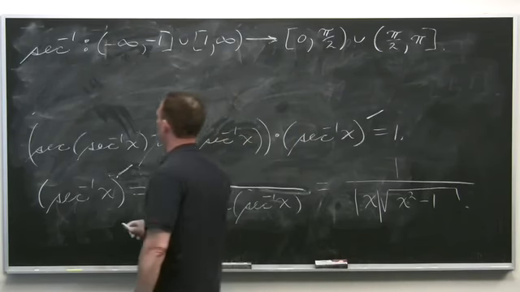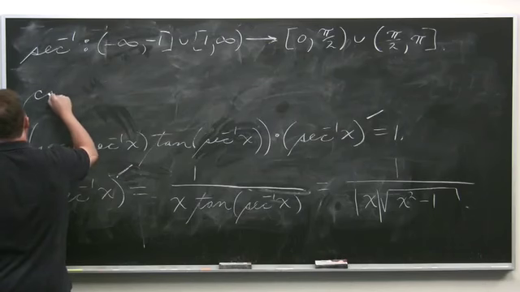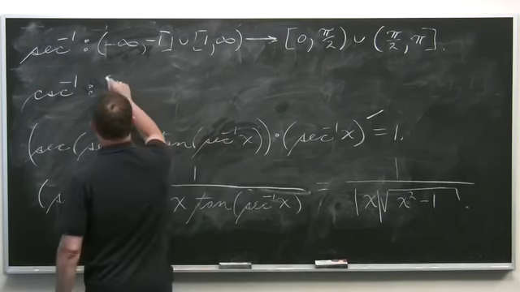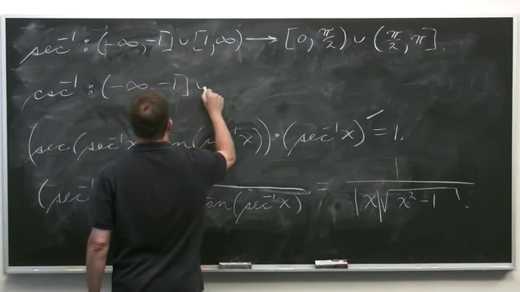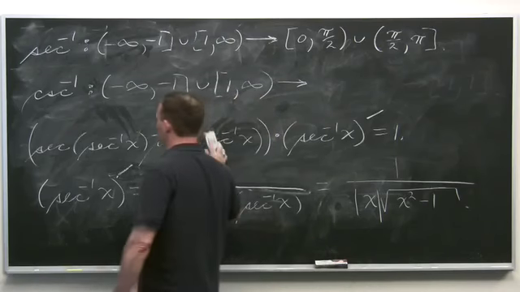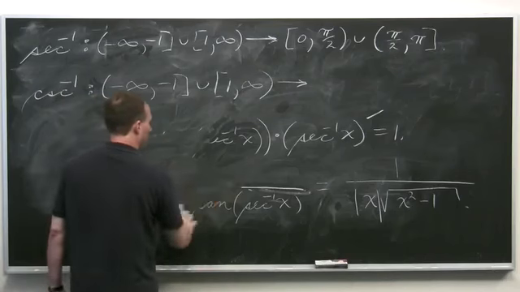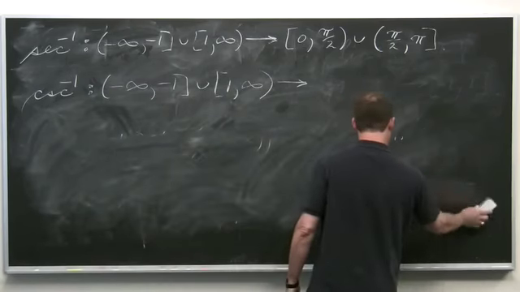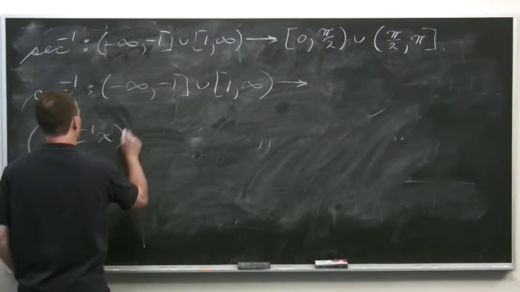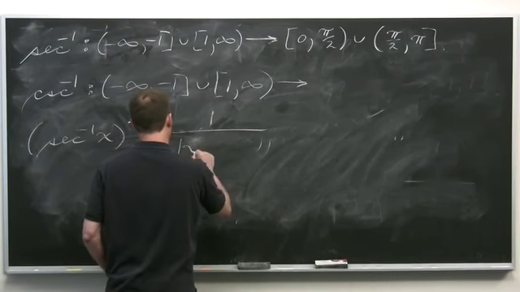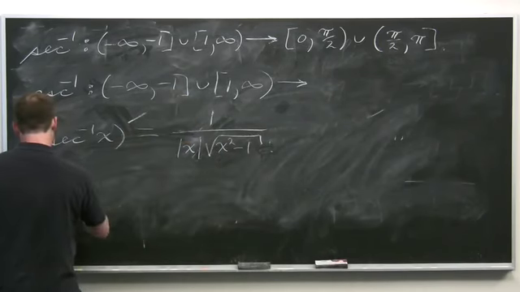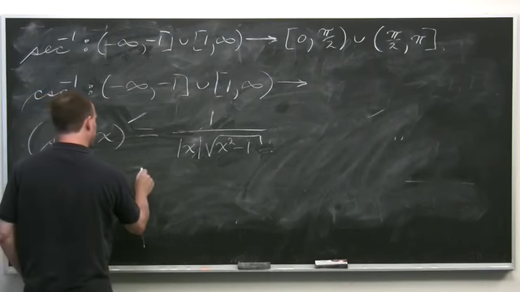Well, we need to define inverse cosecant. It too will have this domain. I'll give you its range. I'll draw the picture so that you can figure out its range. But the two formulas that we get are negatives of each other. The derivative of inverse secant of x is 1 over the absolute value of x times the square root of x squared minus 1. And the derivative of inverse cosecant is negative that.